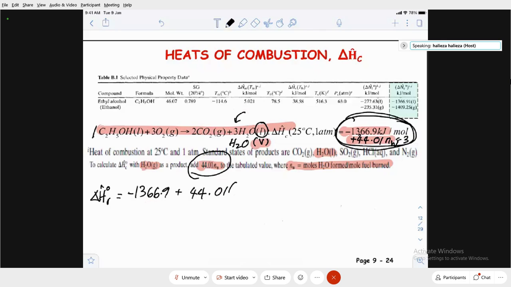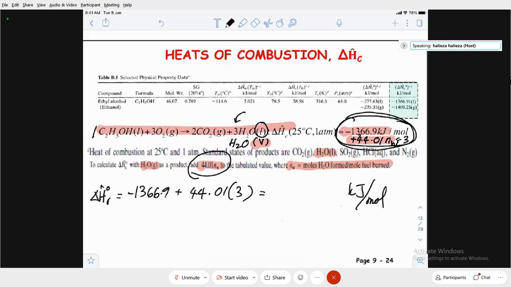44.01 times by 3. That is my heat of reaction when I form water vapor. Not liquid, sorry, I need to erase it. It should be produced or more. That's the heat of reaction when water vapor is being formed in the combustion process. Water vapor, not liquid.